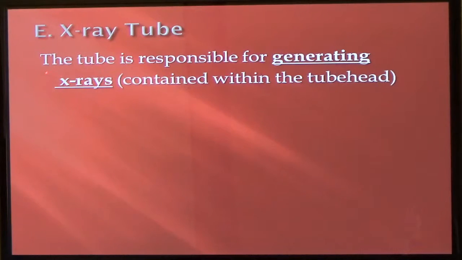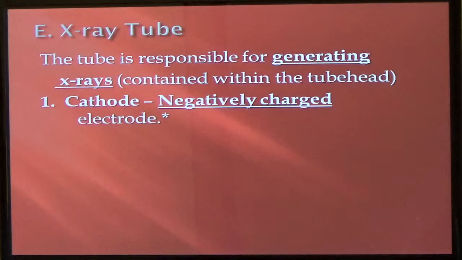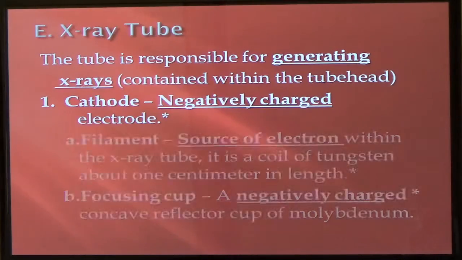The tube is responsible for generating X-rays and is contained within the tube head. The cathode is the negatively charged electrode. So again, in order to produce the energy, you've got to go from negative to positive, or from positive to negative. It's got to go somewhere. So the cathode is the negatively charged end of the electrode.